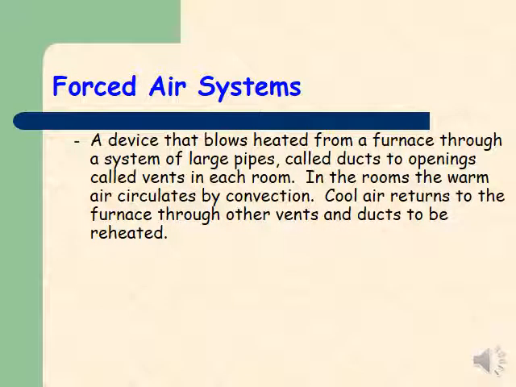So forced air systems, this is the one you're most familiar with. It's just a device that blows heated air from a furnace through a system of large pipes called ducts to openings called vents in each room. In the room, the warm air circulates by convection, and cool air returns to the furnace through other vents and ducts to be reheated. So this is just your central heating air.